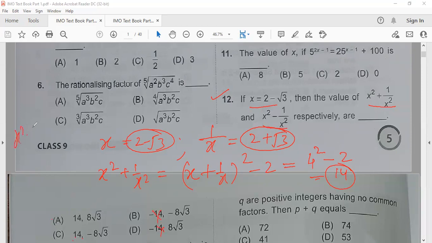Now x square minus 1 upon x square will be (x minus 1 upon x) times (x plus 1 upon x), the a plus b, a minus b formula. x minus 1 upon x, x plus 1 upon x, what is that? That is 4. x plus 1 upon x is 4, and x minus 1 upon x, let me try to find it: 2 minus root 3 minus 2 plus root 3.